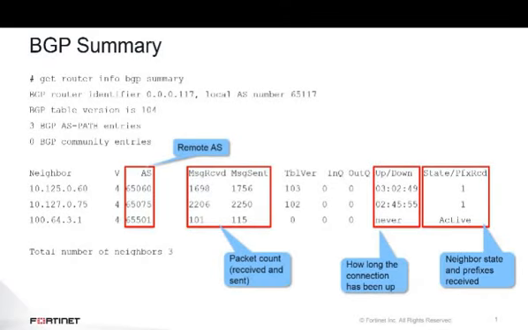This slide shows the debug command you usually use first to get an overview of the BGP status and the status of all of its neighbors. This slide shows the local router ID and AS. For each neighbor, the output also displays the following: the AS, packet counters, how long the neighbor has been up. The last column is the neighbor state and number of prefixes. If the state is not established, this column displays the BGP state. If the state is established, this column displays the number of prefixes received by the local FortiGate from that neighbor.